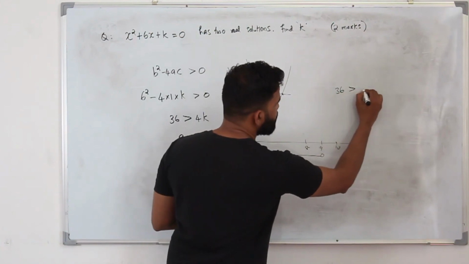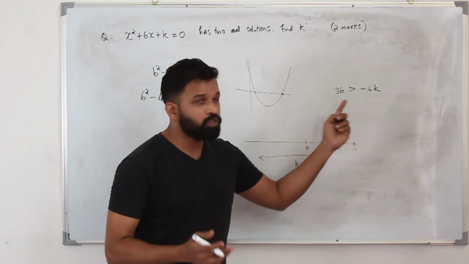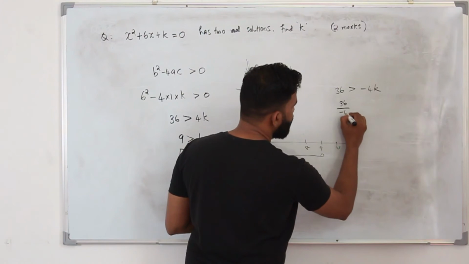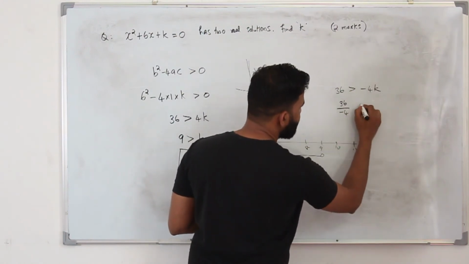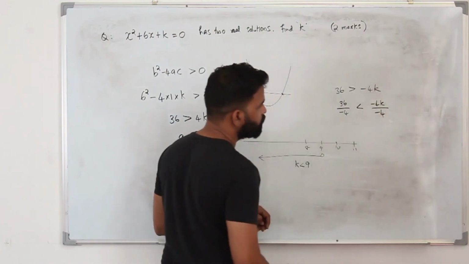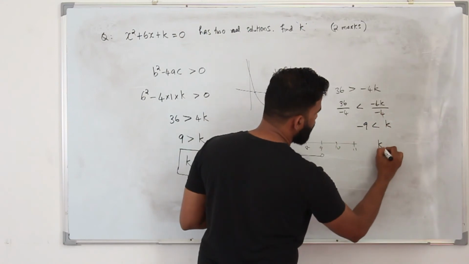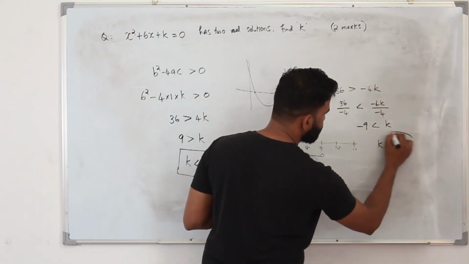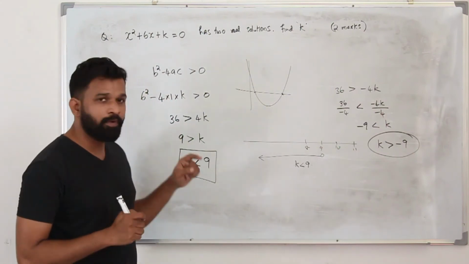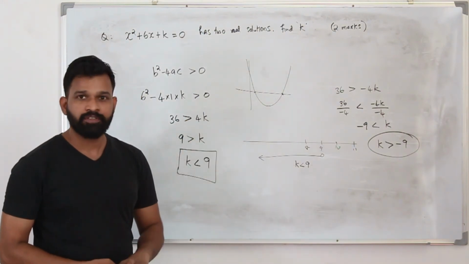36 greater than minus 4k. And you want to find the value of k. You divide both sides by a negative number. So 36 by minus 4. Flip this sign. Minus 4k divided by minus 4. So it will be minus 9 less than k, or k greater than minus 9. You need to be very careful on this. Whenever you multiply or divide an inequality by a negative number, flip the sign, please.